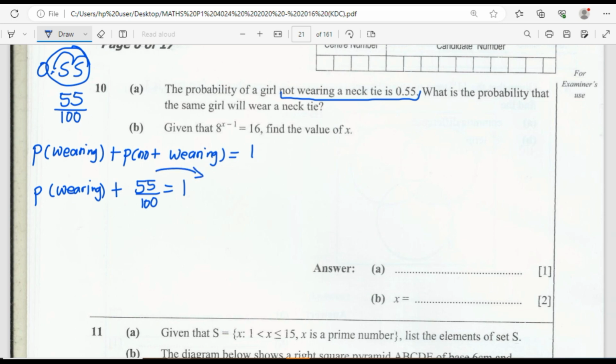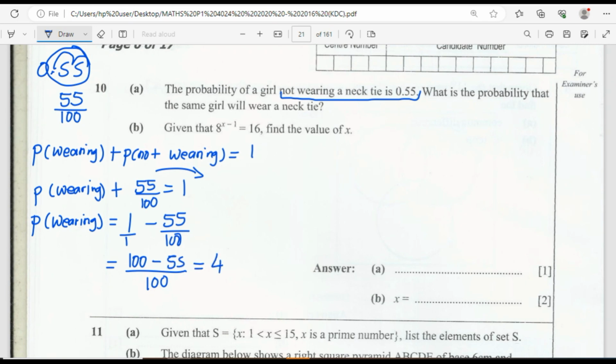So collect the like terms. Whatever number we have here, whether decimal or fraction, must go to the other side. 1 minus 55 over 100. So we know what to do here: 1 over 1. The lowest common denominator is 100. 1 into 100 is 100 times 1, which is 100, minus 100 into 100 is 1 times 55, 55. So 100 minus 55 will give you 45 over 100 as our final answer.